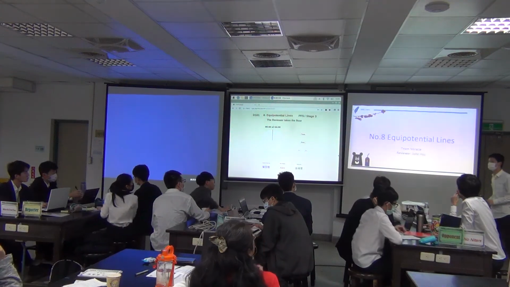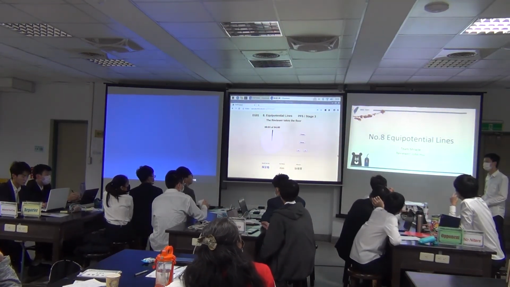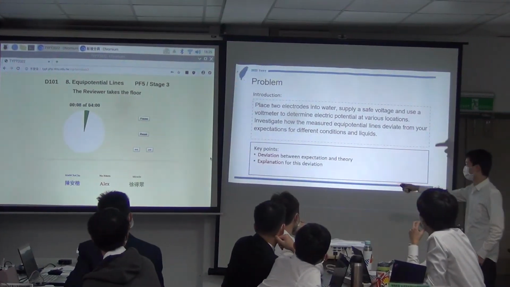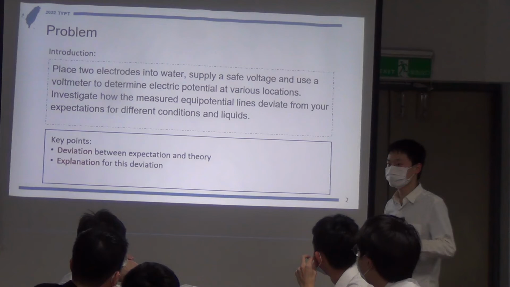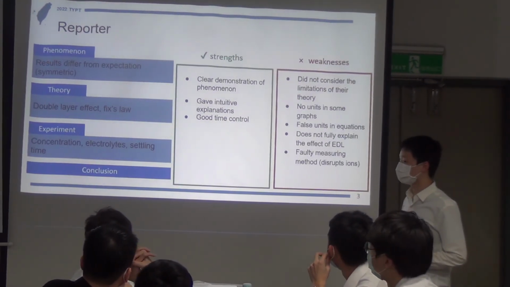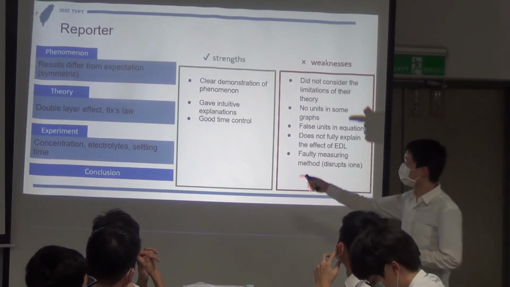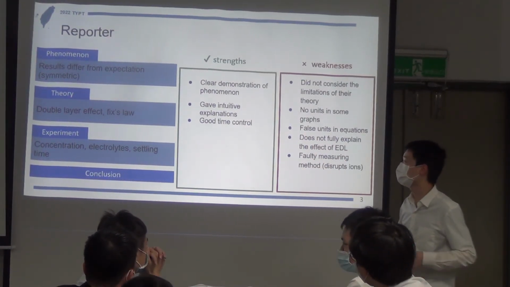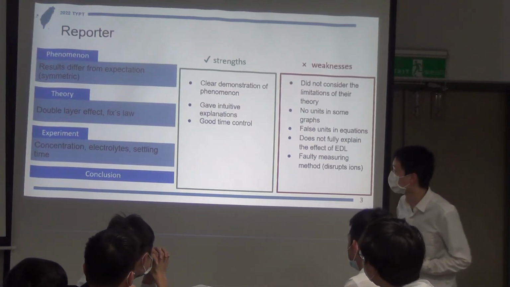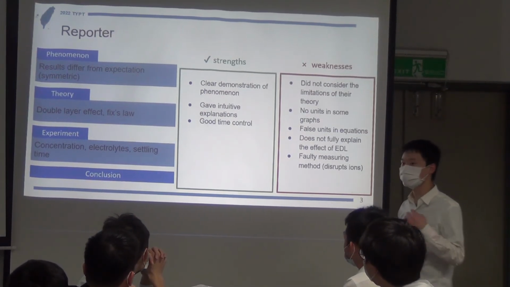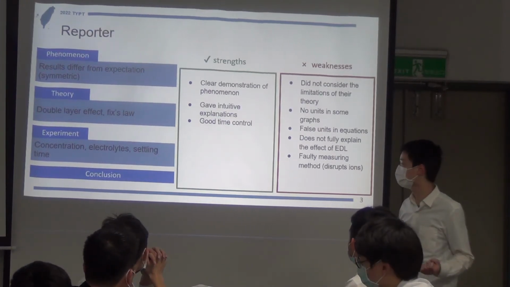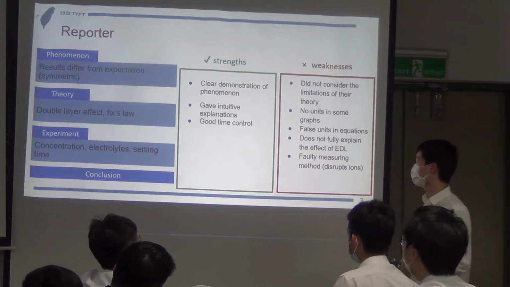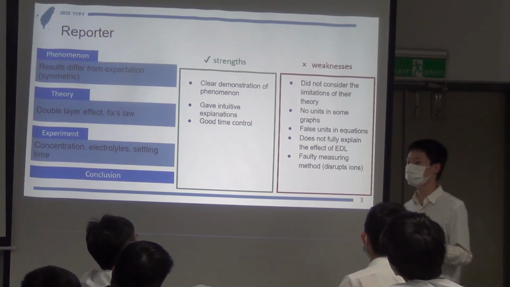I'm going to be reviewing problem number 8, the coefficient. This is the problem statement, and we think the key points will be the deviation between expectation and theory, and the explanation theory. For the reporter's performance, he demonstrated the phenomenon, and he said the results differ from the expectation. For the theory, they explained the double layer effect and also Fick's law. For their experimentation, they used different concentrations, different electrolytes, and different settling times.